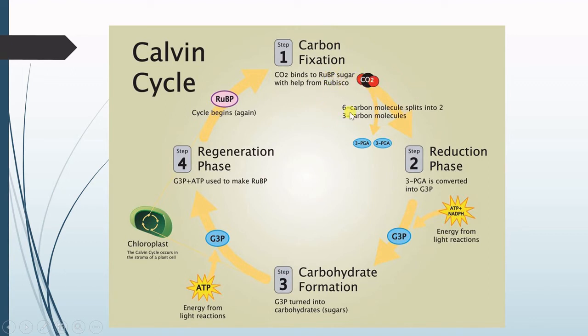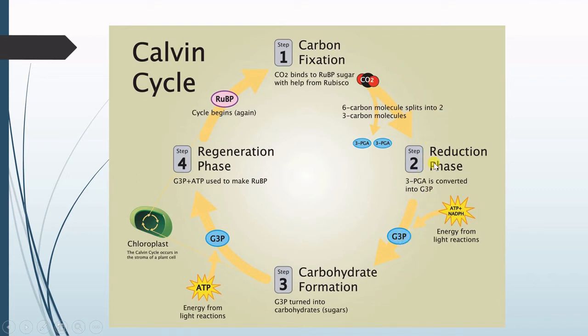So a 6 carbon molecule is initially formed, which is unstable, which splits into 2, 3 carbon compounds. This is the first stable compound of C3 cycle, that is 3-phosphoglyceric acid. So you have to remember the first stable compound, 3-PGA. So next phase is the reduction process through which 3-PGA is converted to glyceraldehyde 3-phosphate or 3-PGAL.